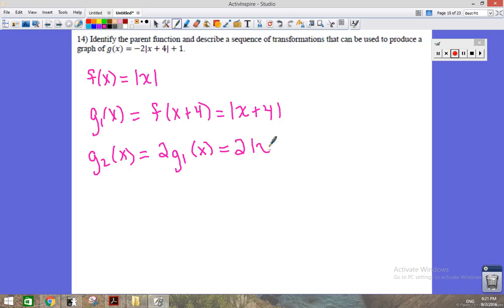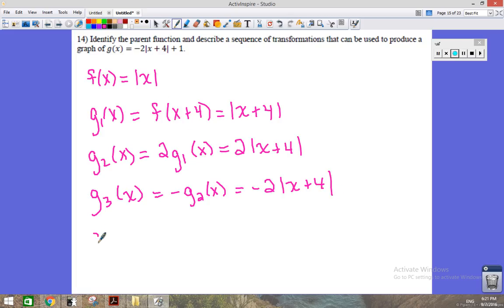So that would be like this. Now I'm going to take that resulting graph and reflect it across the x-axis. And then finally, to obtain the final graph that I want, I'm going to take the previous graph and shift it up 1 unit.